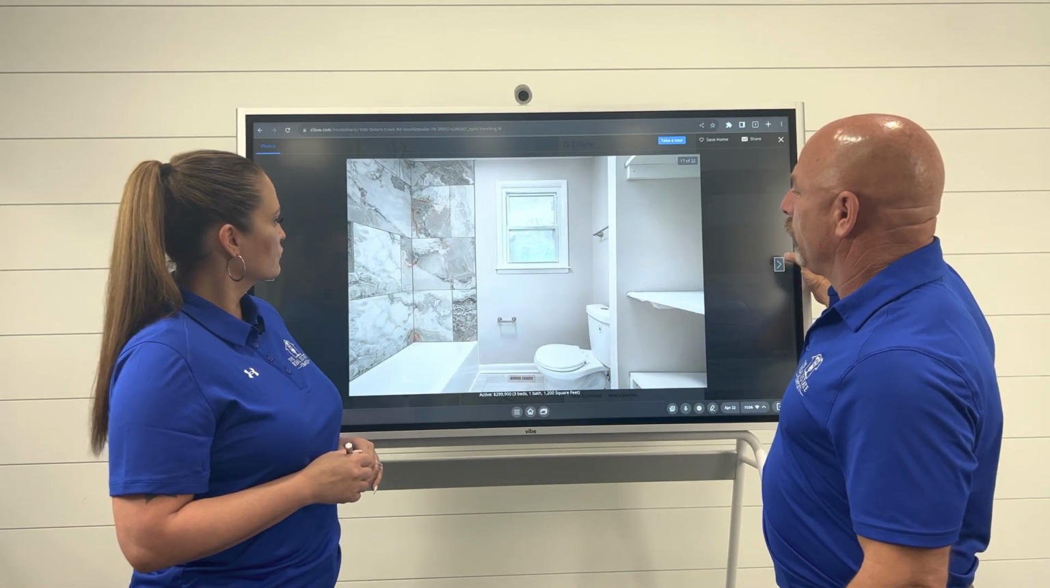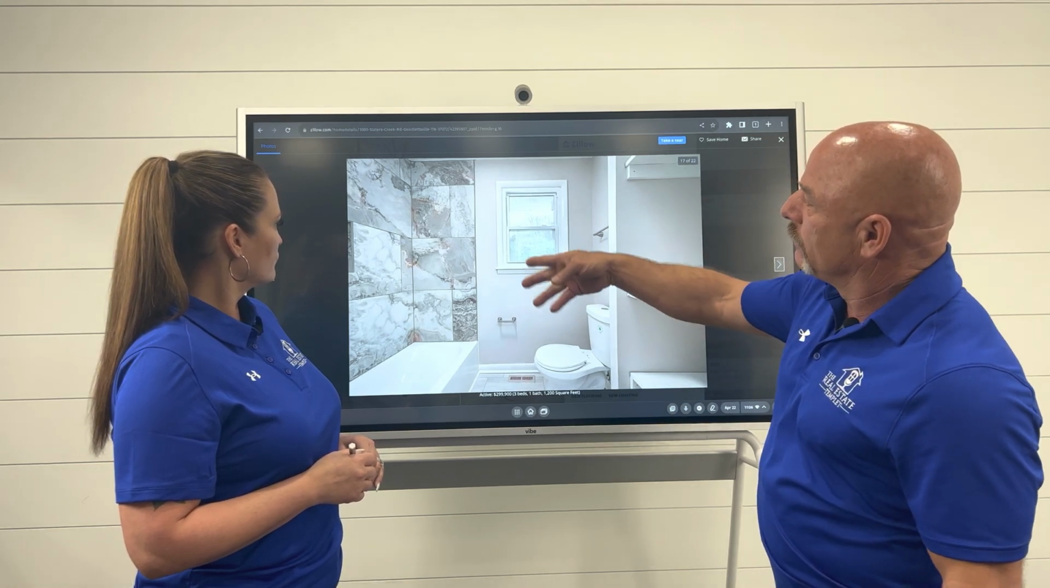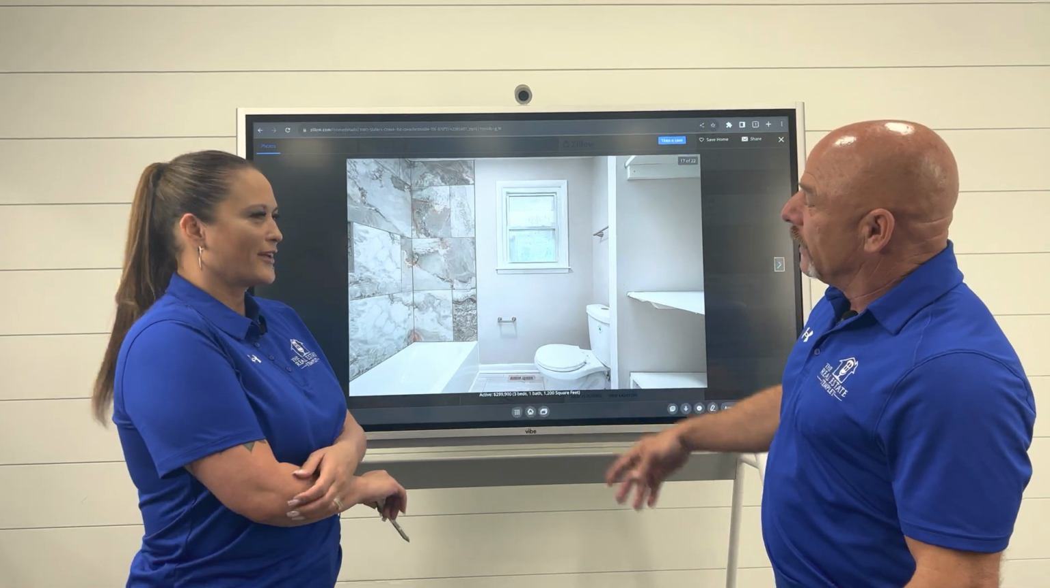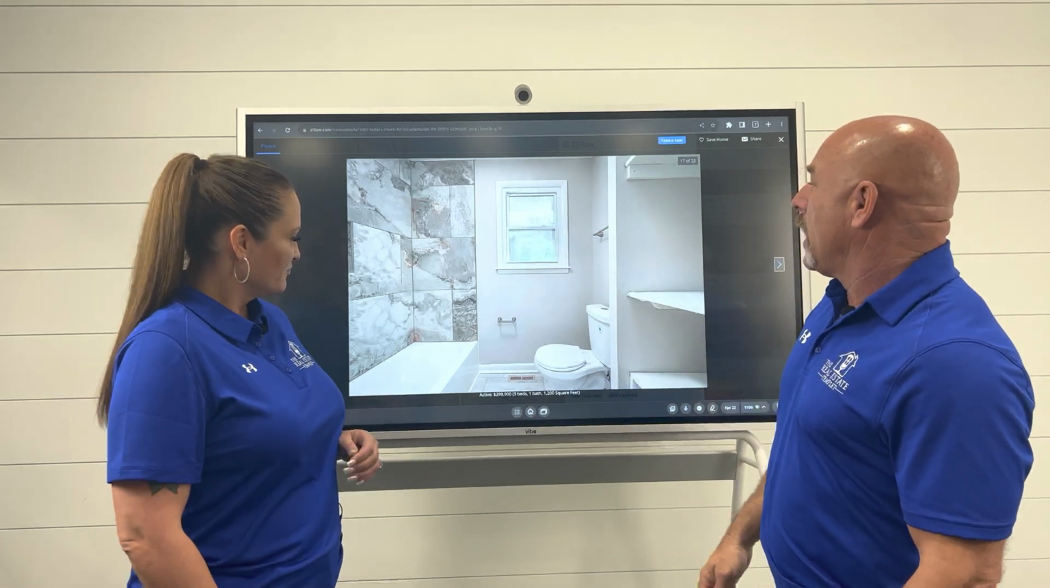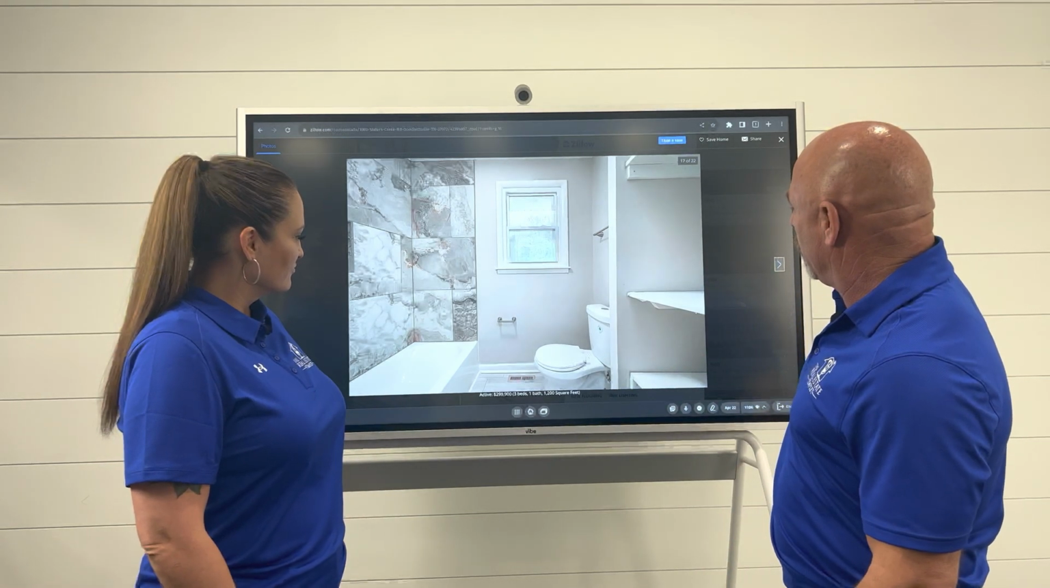Looks good. They did a surround on that tub out of ceramic tile. I like that. It looks like a good looking job from here so far.